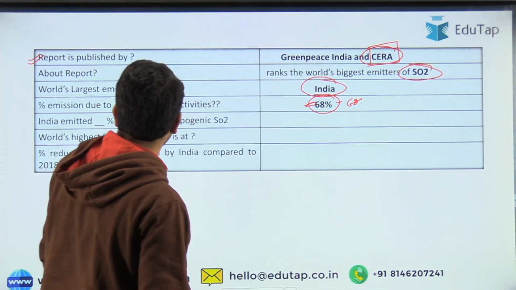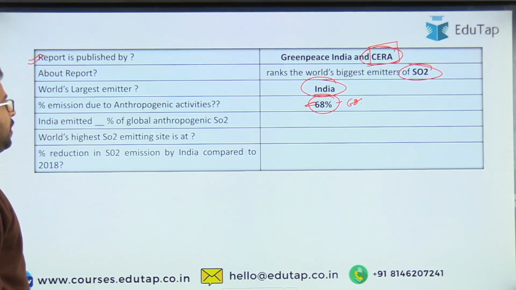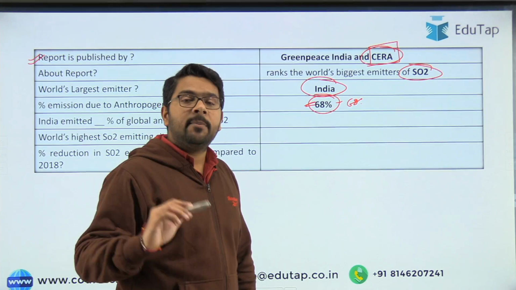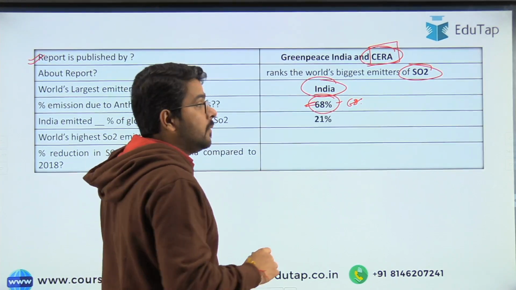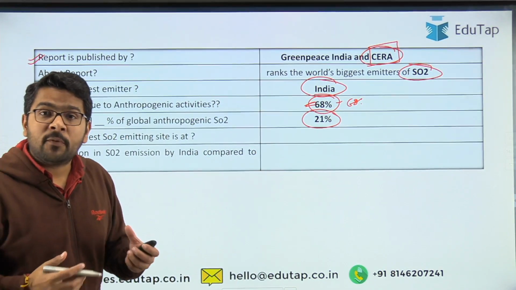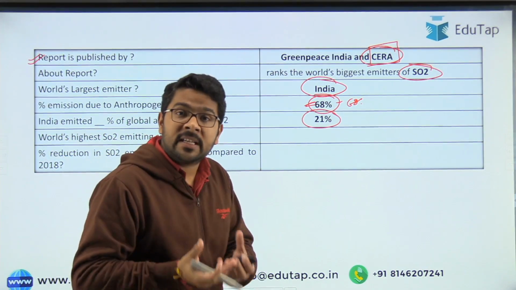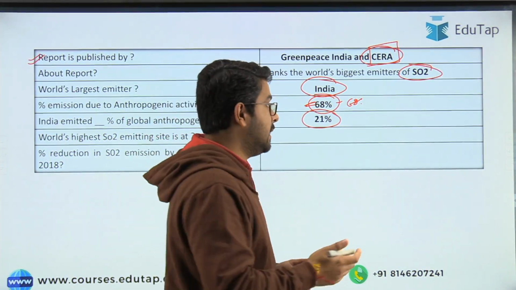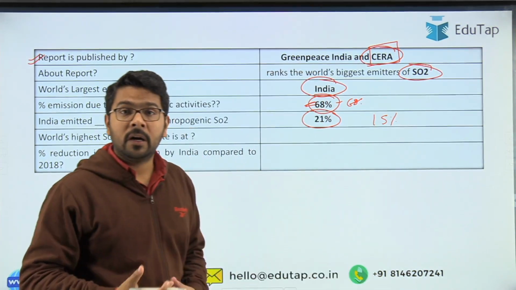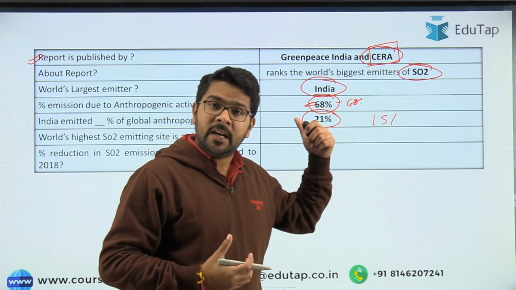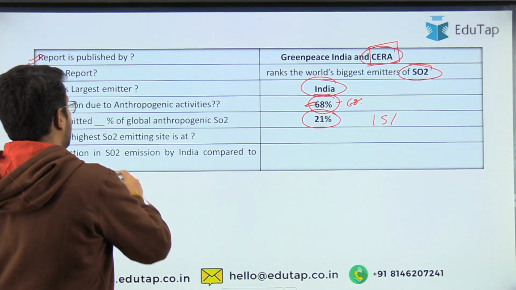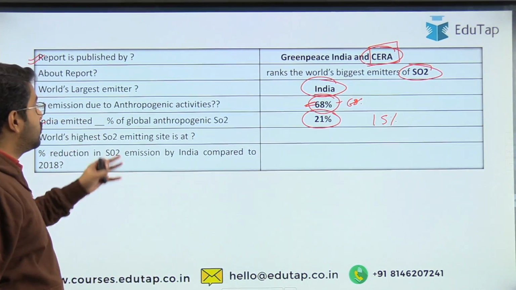Okay. Then, India emitted what percentage of global anthropogenic SO2? India emitted 21% of it. And what percentage of total anthropogenic sites does India hold? The answer is 15% of the world's anthropogenic sites in regard to emission of SO2 are held by India. So guys, these are the questions.